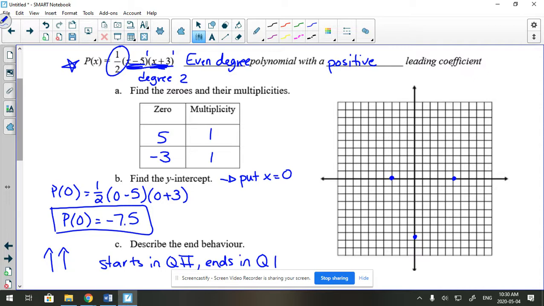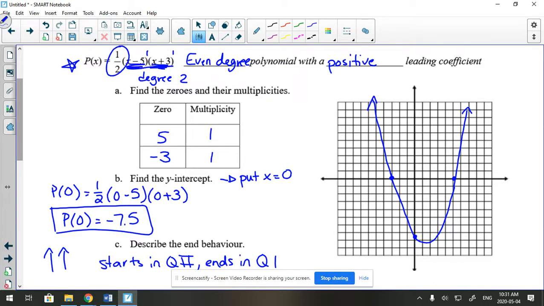Okay. So now I can actually draw the graph. I have 3 points. I can kind of see what's going to happen. It's going to start in quadrant 2. So it's going to start here. And then it's going to end in quadrant 1. So I know if it's starting here, it's going to come down to my x-intercept. Now I'm going to check my multiplicity. My multiplicity is 1. That means it shoots right through. Then it's going to loop back to my other x-intercept, which also has a multiplicity of 1, so it's going to shoot straight through.